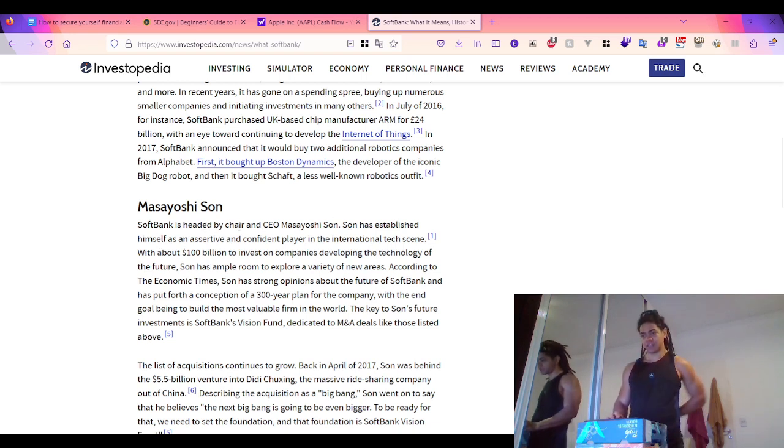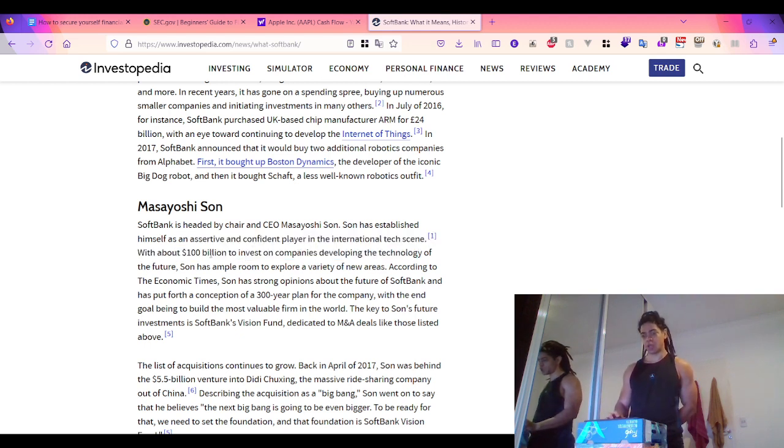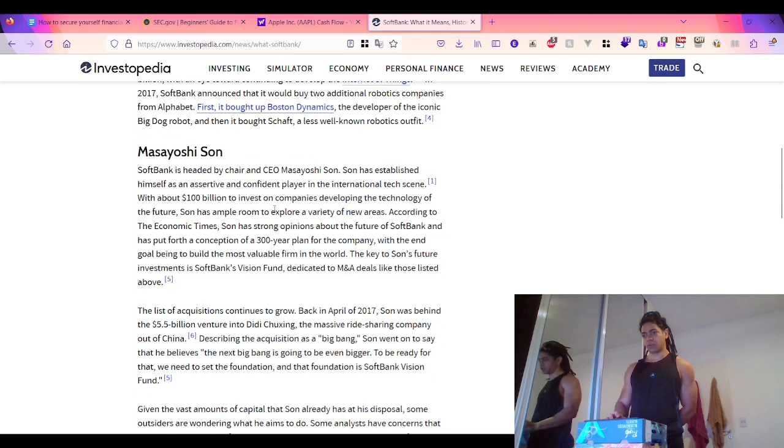SoftBank is headed by Chair and CEO Masayoshi Son. Son has established himself as an assertive and confident player in the international tech scene. With about $100 billion to invest in companies developing the technology of the future, Son has ample room to explore a variety of new areas. According to the Economic Times, Son has strong opinions about the future of SoftBank and has put forward a conception of a 300-year plan for the company.